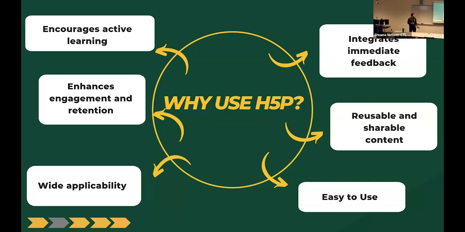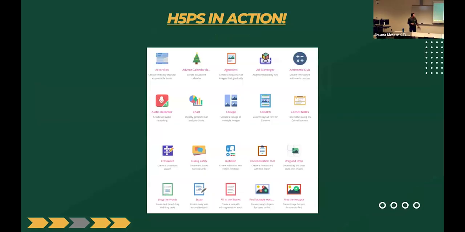With all of that in mind, we'll move over to see some of these H5Ps in action. This little screenshot I've included here is just a small portion of those over 50 content types. I didn't do it to overwhelm anybody, but I just wanted to show the vastness of it. I couldn't include all 50, sorry, more than 50, if I wanted to, but I did want to show how many there really are.